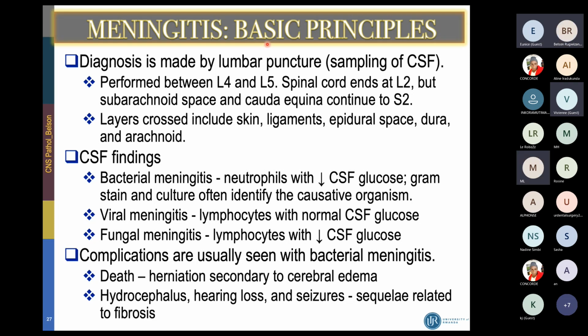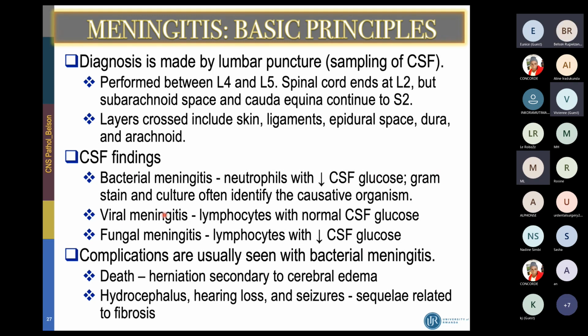So if there is a bacterial meningitis, there will be a lot of neutrophils. Glucose will decrease, as I explained. So then you do a gram stain and the culture often. The gram stain will tell you whether it is gram negative or gram positive bacteria. Then the culture will multiply them so they can be seen under the microscope, whether they are streptococci, staphylococci and so on. Then you do the antibiogram to see which drug is sensitive.